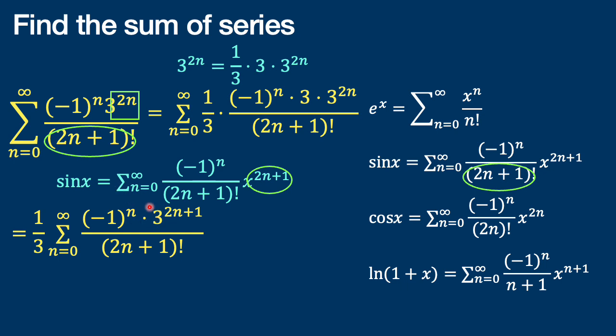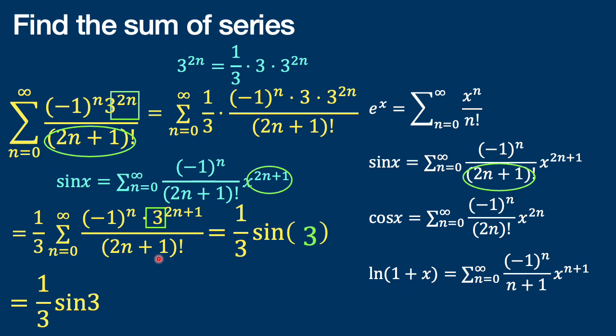But what is going to be the input here? You have figured it out. This is going to be 3. x will be replaced by 3. So this series right there is 1/3 sine of something, and that something is going to be 3. So the sum of this series is going to be 1/3 sine 3.